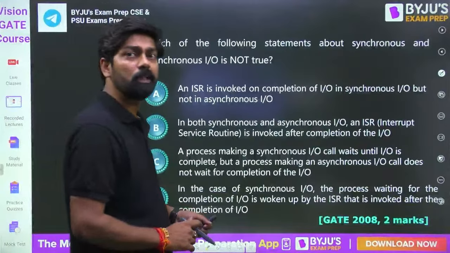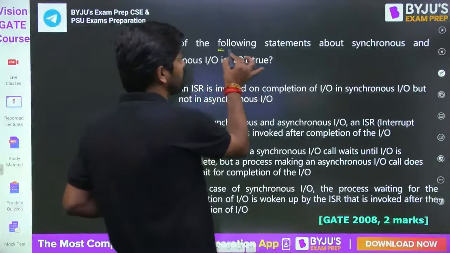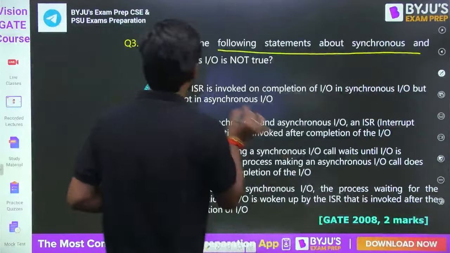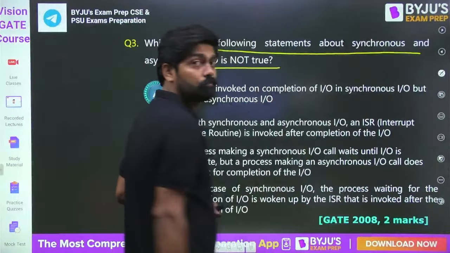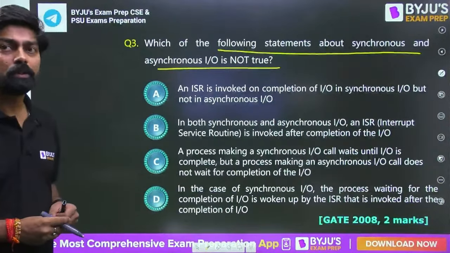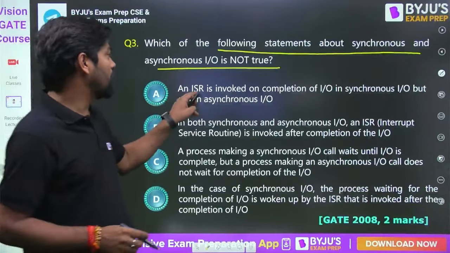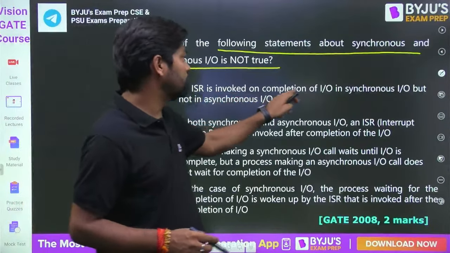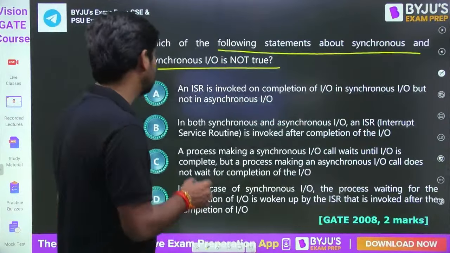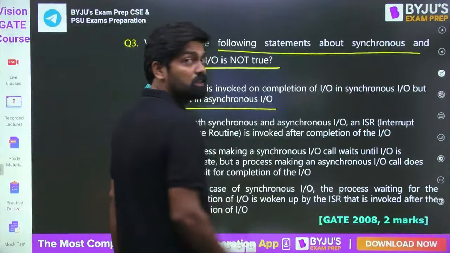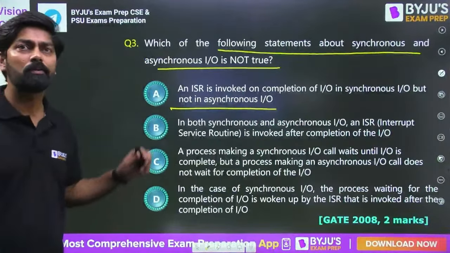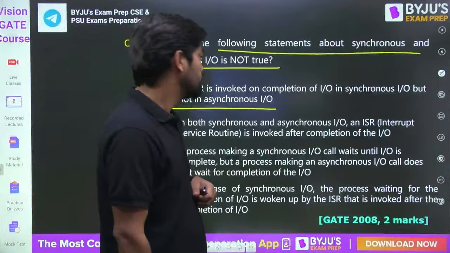Okay, so I'm solving this. Which of the following statements about synchronous and asynchronous IO is not true? An ISR is invoked on completion of IO in synchronous IO, but not in asynchronous IO. For this one, you need to know about synchronous IO and asynchronous IO.